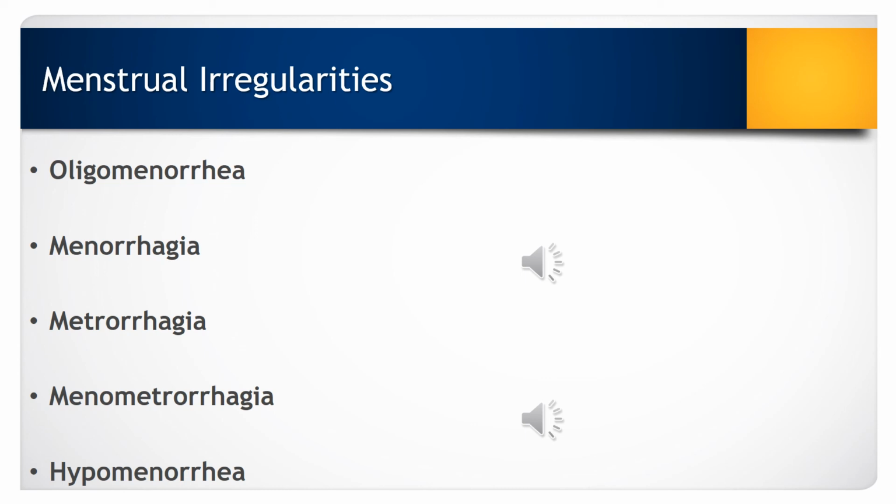Oligomenorrhea is the cycles are spaced out. And so they may be regular in the amount of bleeding and how long the bleeding lasts, but they're spaced out. They're greater than 35 days.